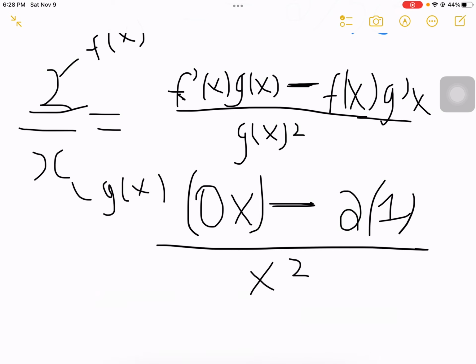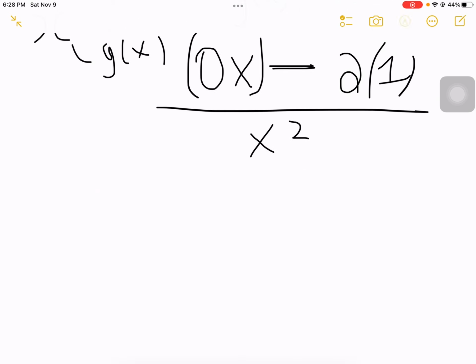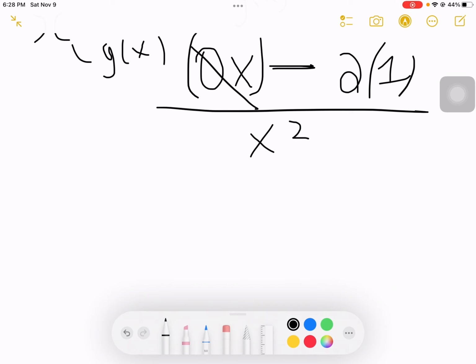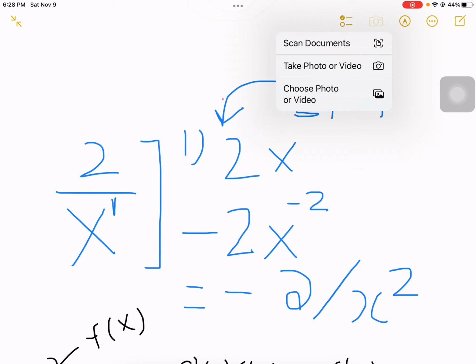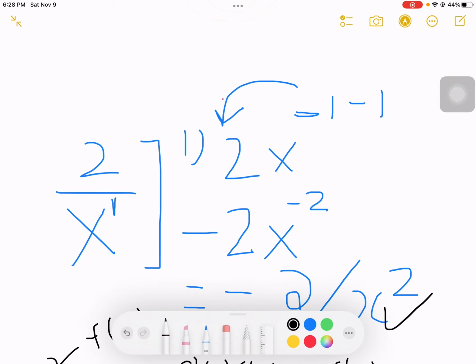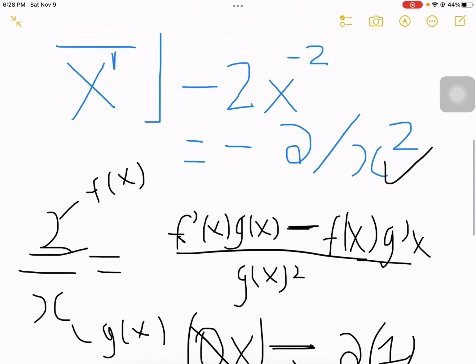All right, here it is. What's 0 times x? 0, right? We keep the negative. 2 times 1 is just 2. So it's negative 2 divided by x squared. Isn't that the same thing we got up here? Yeah, it checks out. So hope that helps.